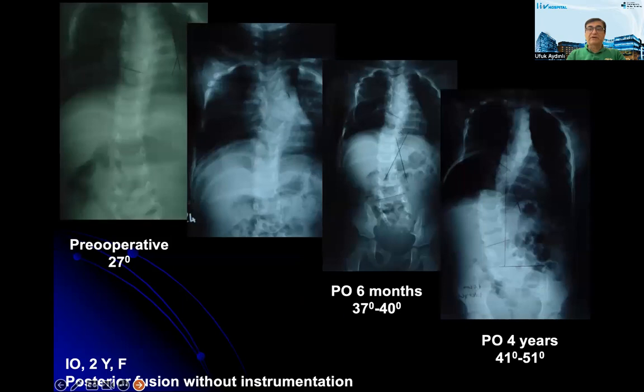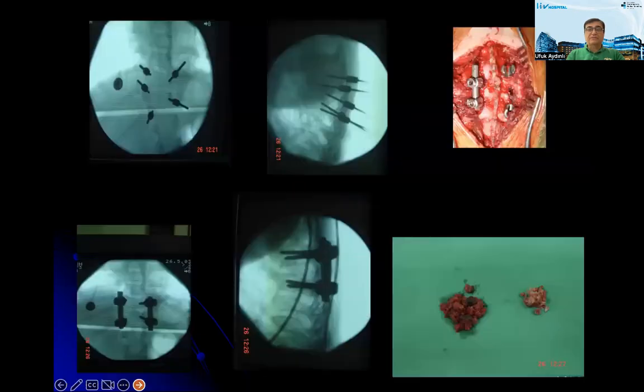Here are some case examples from my own series. Preoperatively 27 degrees with unsegmented bar, mixed deformity, and it progresses up to 50 degrees with only posterior fusion. So there is very little value in doing posterior fusion without instrumentation. Despite this kind of surgery, there is also progression.